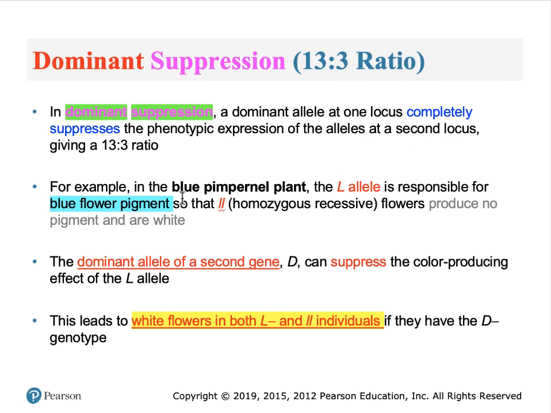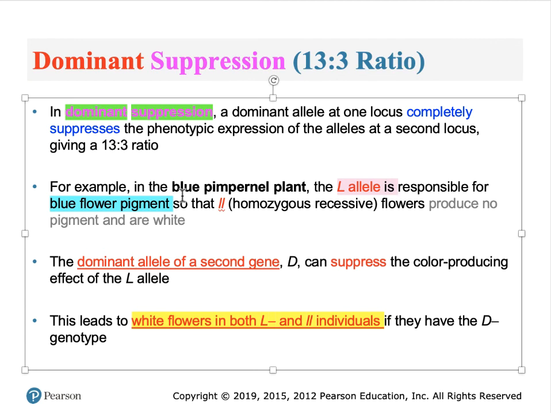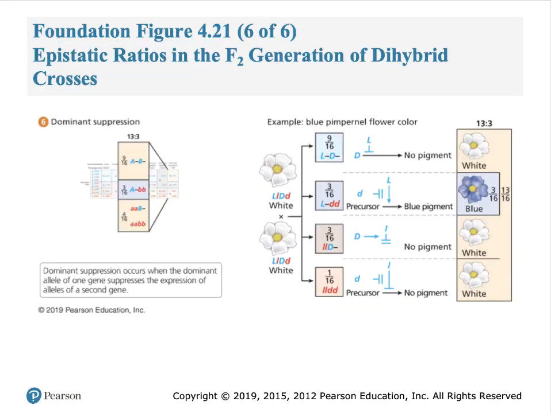In the example provided, we're looking at the flower color of a plant. So in order to produce blue flowers, you must have the L allele present. If you have the homozygous recessive condition, then the flowers will produce no pigment and are going to be white. So in this case, the dominant allele of the second gene, D, can suppress the color producing effects of the L gene. And this leads to white flowers in both Ll and LL. We're looking for genotypes that contain the big D allele. One copy. That's all it takes to block the production of pigment delivery.